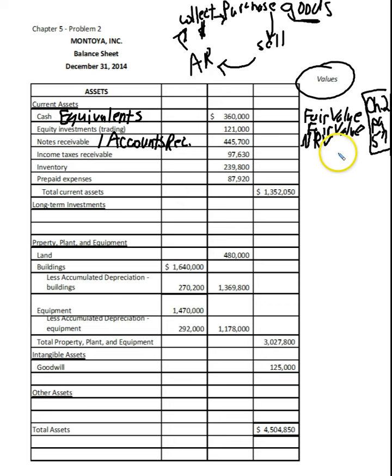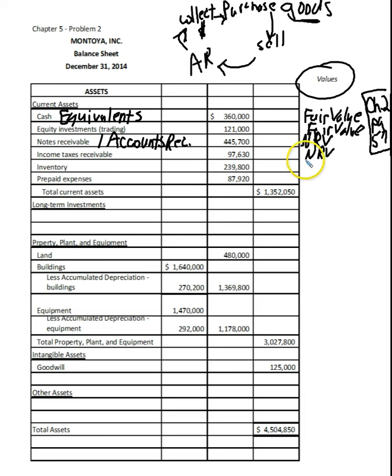What do we really expect to collect? So it's accounts receivable less that allowance account, so less the allowance for doubtful accounts. Same thing with income tax receivable. So the receivables are reported at net realizable value.